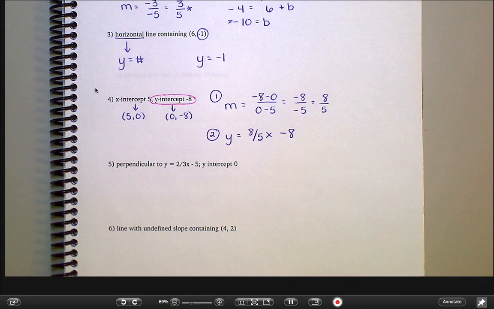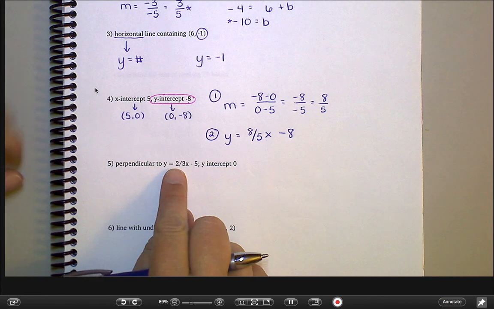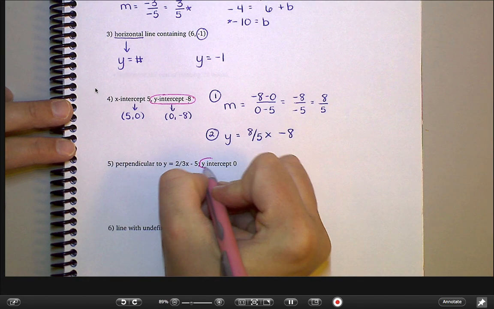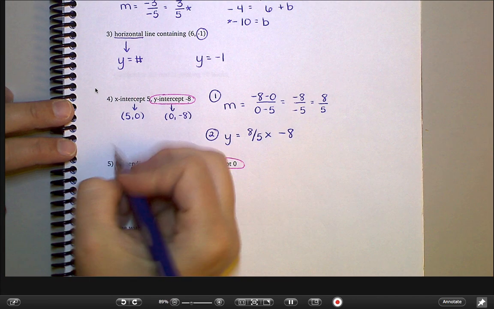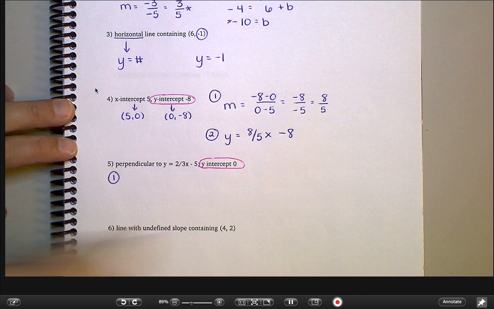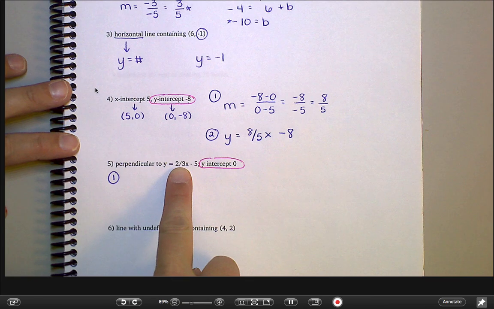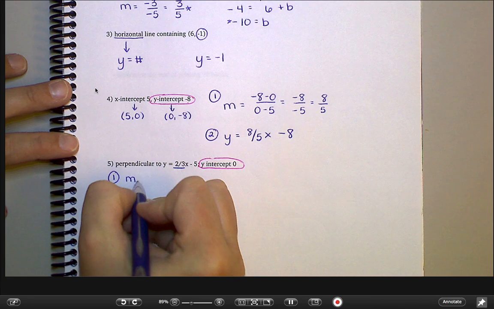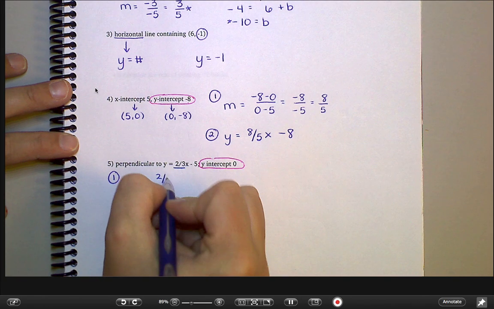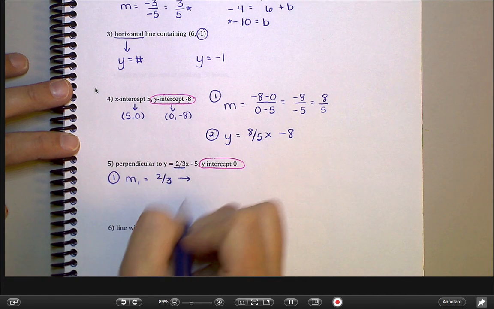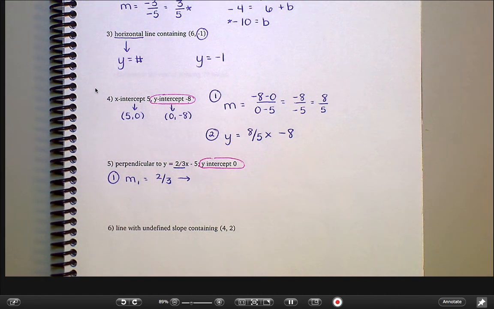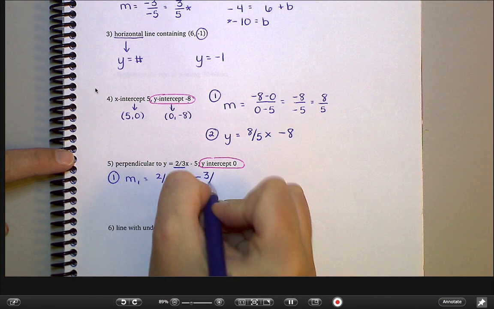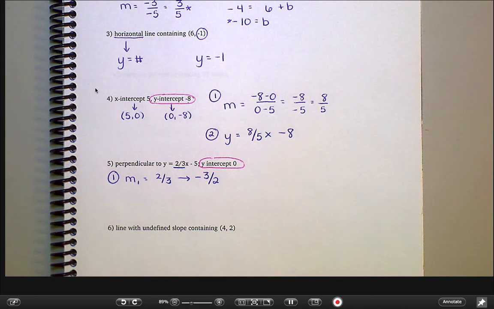Okay, number 5, perpendicular to this line, okay, and then it gives us our y-intercept, so that's nice, right? My step 2 gets kind of eliminated here. But my step 1, to make this perpendicular, first thing I need is the slope of this line. So this line's slope is 2 over 3. And then remember, if I want to make it perpendicular, I need the opposite reciprocal. So I'm going to flip it over and make it negative. So I'm going to make it negative 3 over 2. Okay, so that's now my new slope.